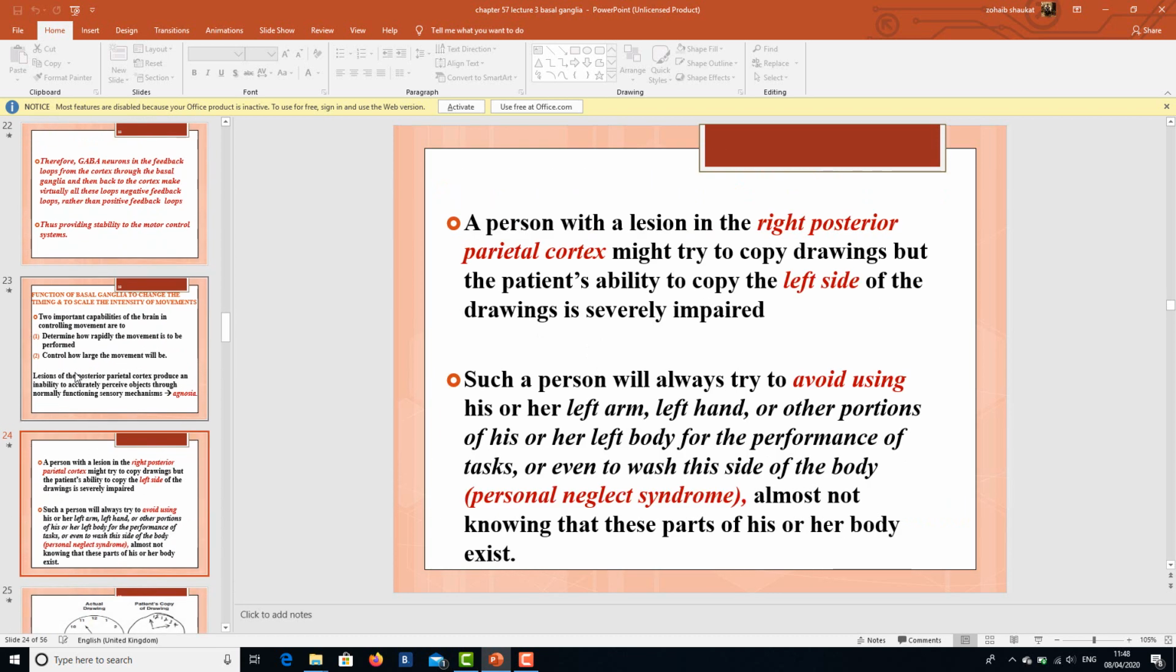Now, a person with a lesion in the right posterior parietal cortex might try to copy drawings, but the patient's ability to copy the left side of the drawings is severely impaired. Such a person will always try to avoid using his or her left arm, left hand, or other portions of the body for the performance of tasks, or even to wash this side of the body. That is known as personal neglect syndrome. You can be asked about this condition. What is personal neglect syndrome?